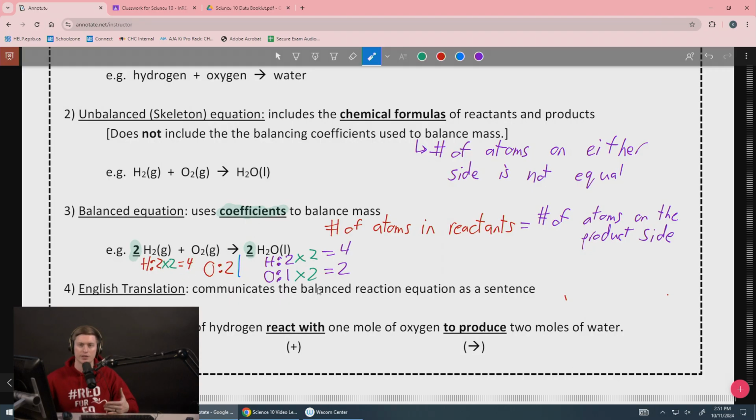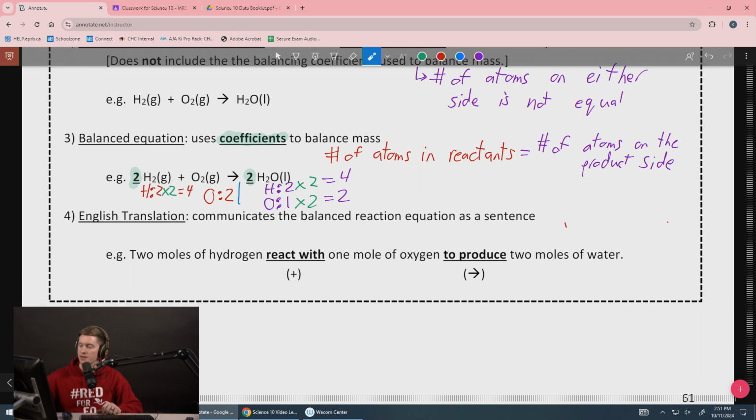In the previous lesson, we talked about how chemical reactions can have a change in energy. This reaction happens to be exothermic, meaning it will give off energy, give off heat. However, we don't have a change in mass. Change in energy, but not a change in mass.